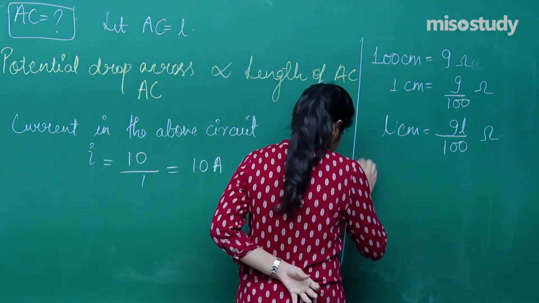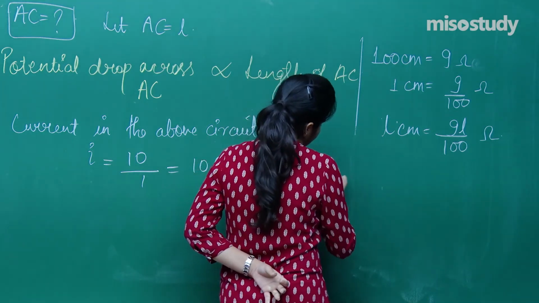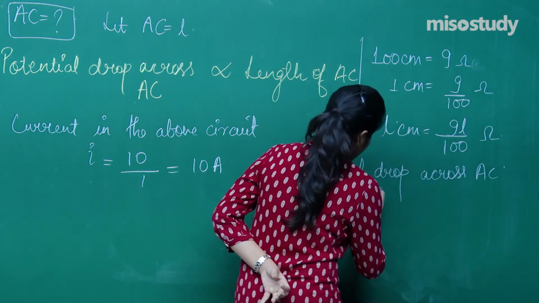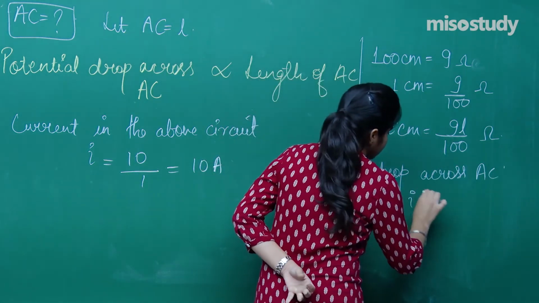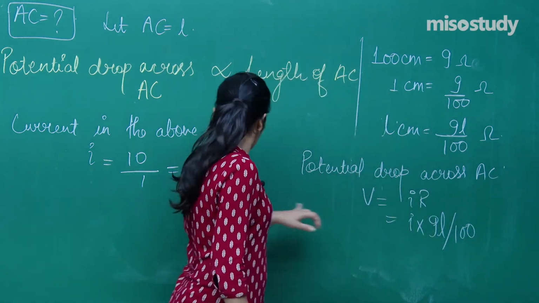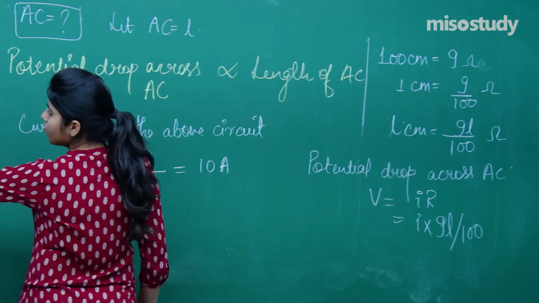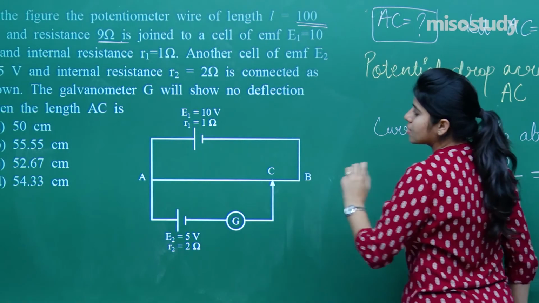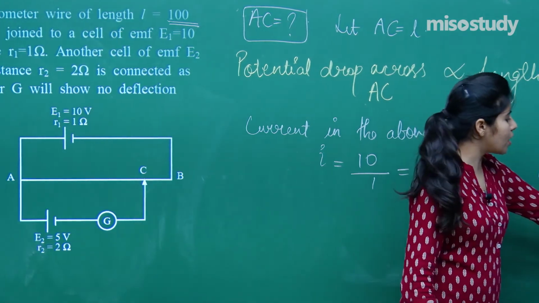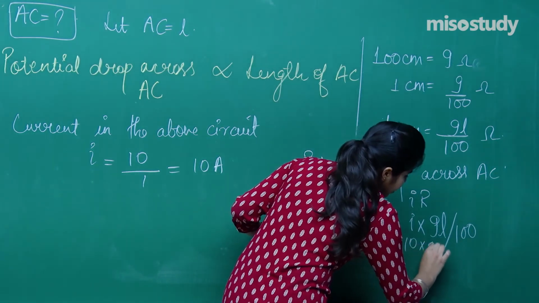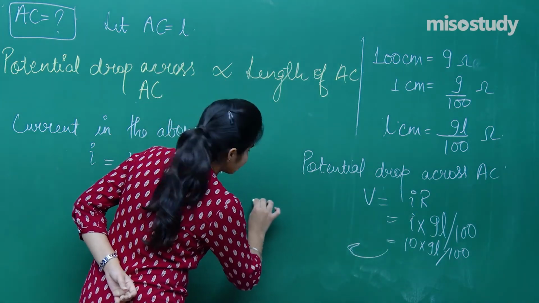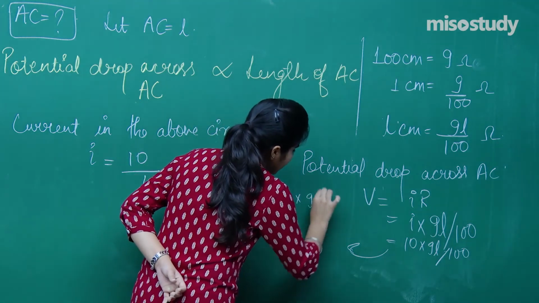That means the potential drop across AC will be V equals I into R, that is I into 9L upon 100. Okay, so here I have been given R1 as 1 ohm and E1 as 10 volt. So the current here has come out to be I equals 10 upon 1, that is 10. So I am going to put this value of I over here, that is 10 into 9L upon 100.